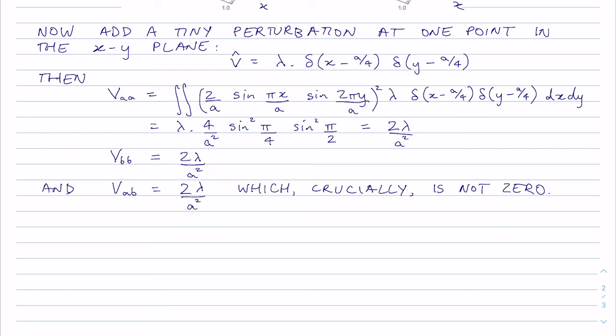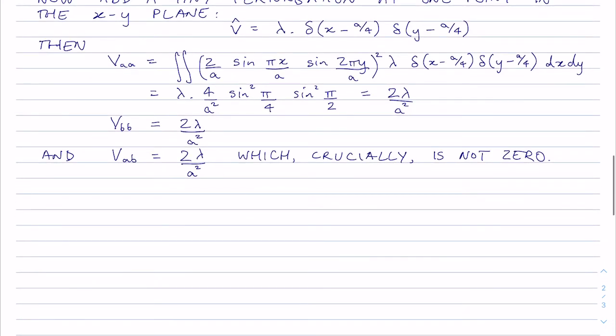The energy gap is 0. So it doesn't matter how tiny this lambda is, it's much larger than 0. And so that's why we have the failure, and that's why we need to use degenerate perturbation theory.